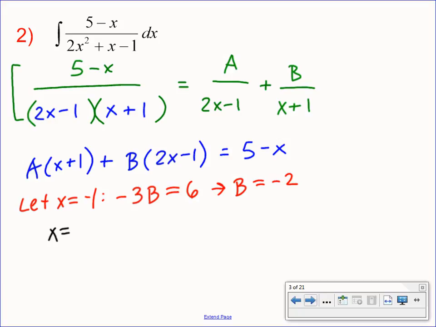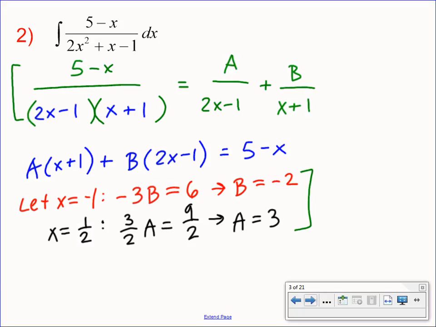x equals 1/2. So 1/2 would make the B term drop out. Good job. And if x is 1/2, then 1/2 plus 1 is 1.5 or 3/2 A is equal to 5 minus 1/2, which is 4.5 or 9/2. Now I can go ahead and solve. It looks like 3/2 A equals 9/2 means that 3A equals 9. So A must equal 3. Is that right? A equals 3. Yes? Yeah. Woohoo!